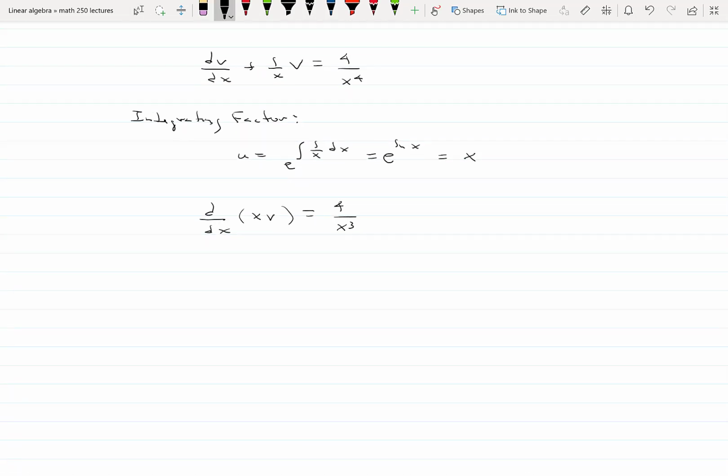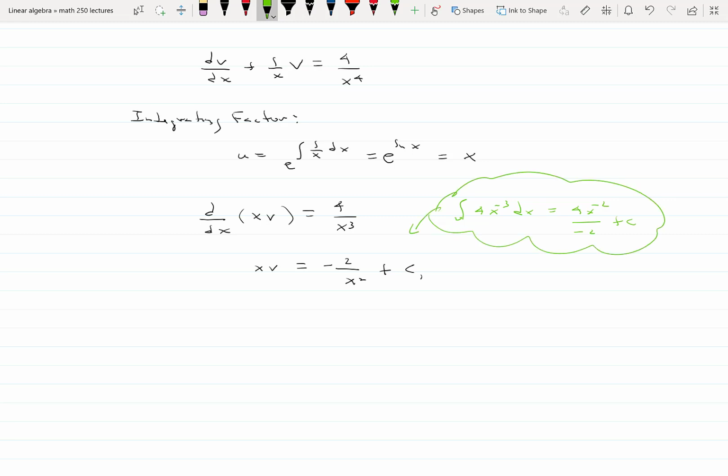Okay, then we just integrate both sides with respect to x. We get xv equals the integral of 4x to the negative 3, which is negative 2x to the negative 2, plus a constant of integration. By the way, we can check that. The integral of 4x to the negative 3 with respect to x is 4x to the negative 2 over negative 2 plus a constant. So that works out nicely.